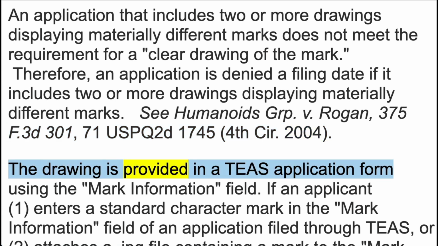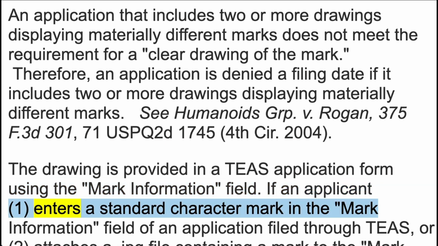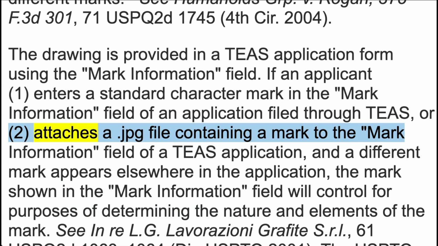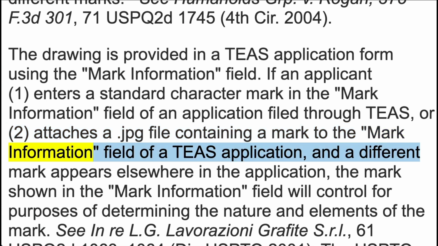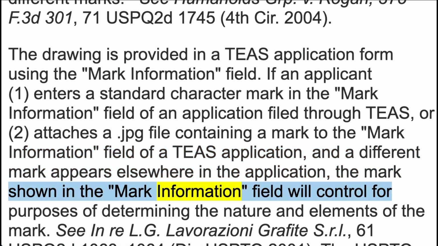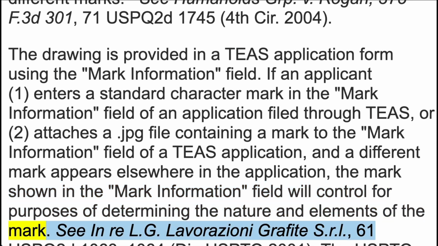The drawing is provided in a TEAS application form using the mark information field. If an applicant 1. enters a standard character mark in the mark information field of an application filed through TEAS, or 2. attaches a .jpg file containing a mark to the mark information field of a TEAS application, and a different mark appears elsewhere in the application, the mark shown in the mark information field will control for purposes of determining the nature and elements of the mark.